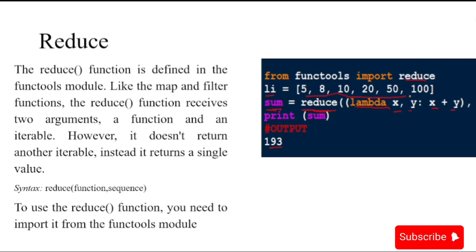So for the reduce function, you need to understand that it takes two arguments, a function and an iterable. If you use only one argument in the reduce function, it will raise an error.